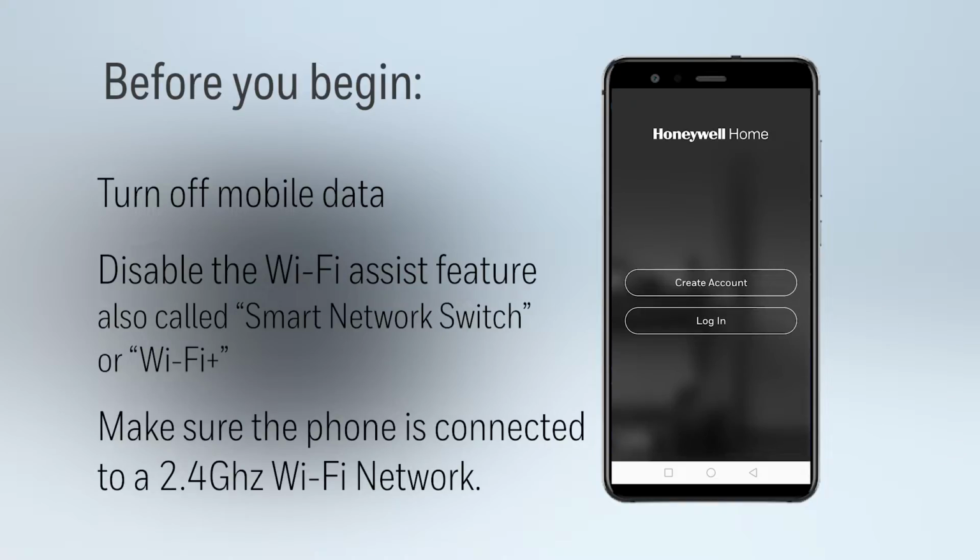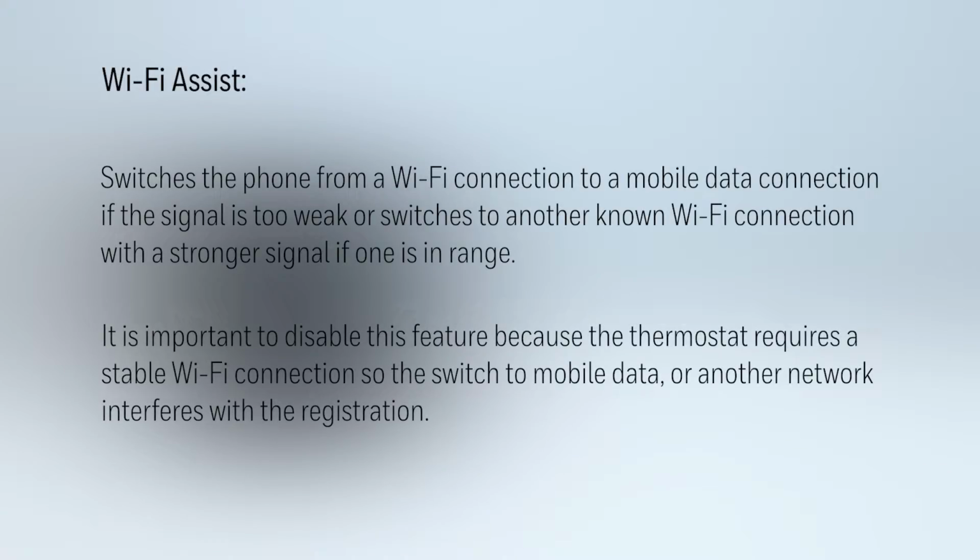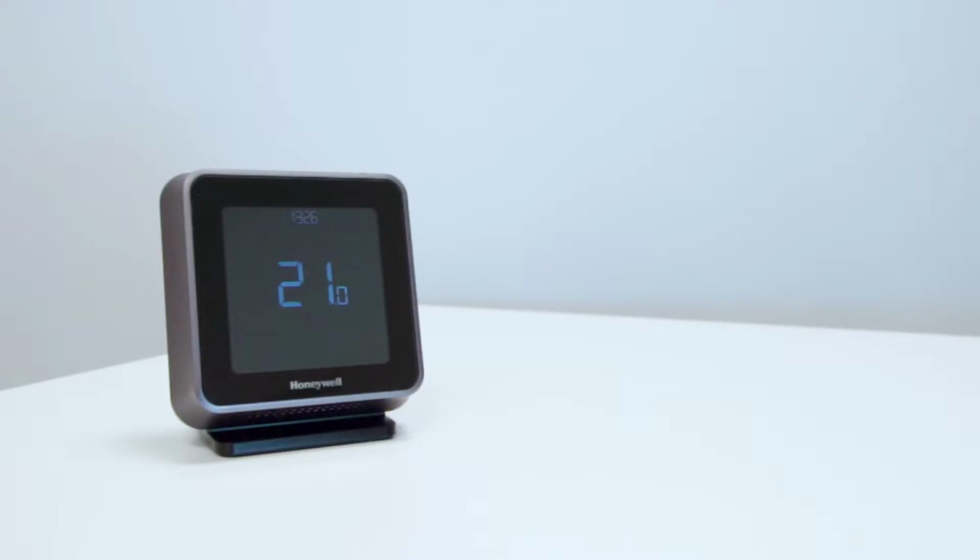This feature might have a different name for different Android versions and manufacturers, but it is essentially the feature that switches the phone from a Wi-Fi connection to a mobile data connection if the signal is too weak, or it switches to another known Wi-Fi connection with a stronger signal if one is in range. It is important to disable this feature because the thermostat requires a stable Wi-Fi connection, and the switch to mobile data or another network interferes with the registration. Make sure that the phone is connected to a 2.4 GHz Wi-Fi network.